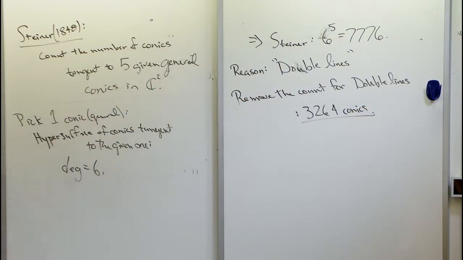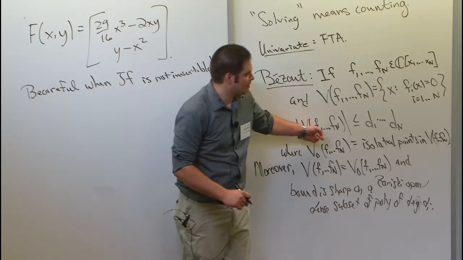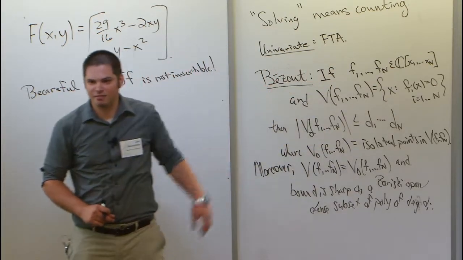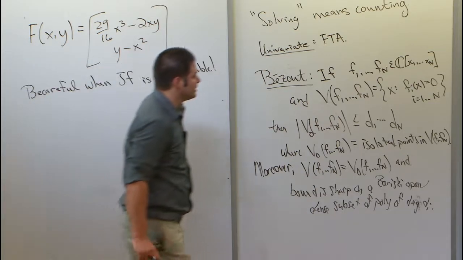So just as with Newton's method, where you have to be careful when the Jacobian is not invertible, you have to be careful about Bézout's theorem when you have positive dimensional things that lie in there. They can throw your count off. Good.